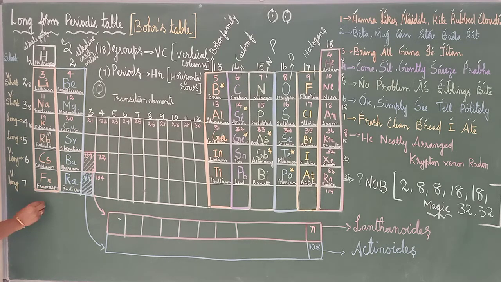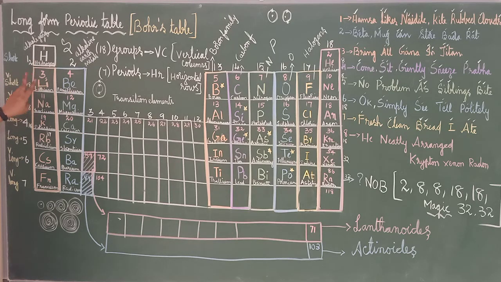See, for example, like this, hydrogen will have only 1 shell. Lithium will have 2 shells. Then sodium will have 3 shells. Then potassium will have 1, 2, 3, 4 shells. Then rubidium will have 1, 2, 3, 4, 5 shells. Cesium will have 6 shells. And francium will have 7 shells. So this is a short period. Hydrogen and helium, short period.